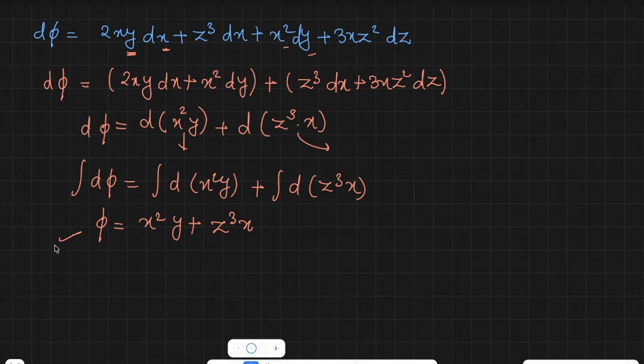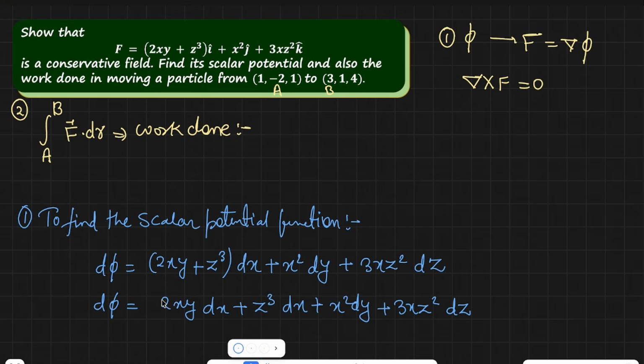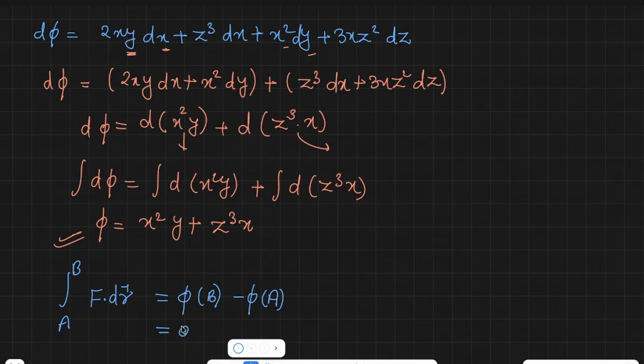Okay, first target completed. Now second target, find out the line work done from a to b. This is F dot dr. It is nothing but phi of b minus phi of a. Otherwise you have to solve the complete integral from a to b. Now this is 1 comma minus 2 comma 1. So this is phi at b.